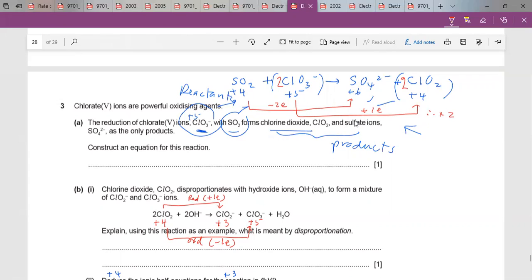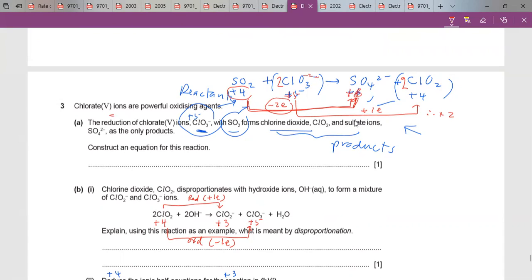Sulfur, O is -2, so it's 0, this is +4. Sulfate here is +6, because the whole thing is -2. Oxygen is -2, that is -8, so sulfur is +6. So from +4 to +6, it must have undergone oxidation, it loses 2 electrons. So 2 electrons here must be taken in by your ClO3 minus. Now the Cl here is +5. They tell you already it is +5 here, but you can work it out. The whole thing is -1, oxygen is -2, so of course it's +5.